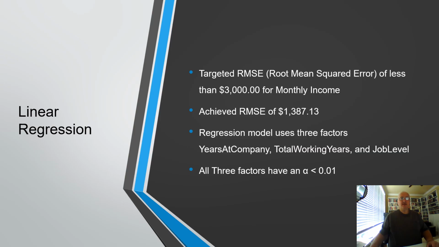For our linear regression models, we were looking for a root mean square error of $3,000 or less a month income. We achieved 1,387. The regression model uses 3 factors: years at company, total working years, and job level. And all 3 factors have an alpha of less than 0.01, meaning greater than 99% accurate.